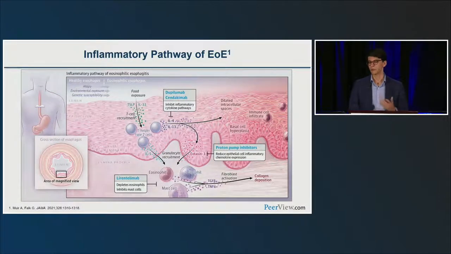of myeloid cells, including basophils, mast cells, and then the downstream consistent and chronic inflammation that causes this repetitive cycle of damage to the epithelium, antigen exposure, eventually leading to remodeling and fibrosis.